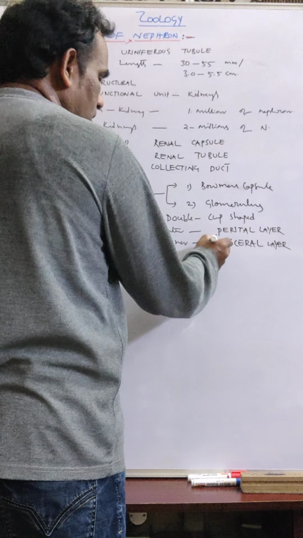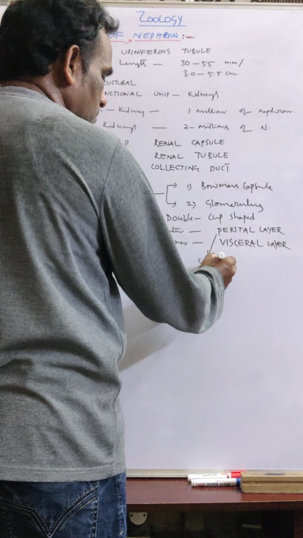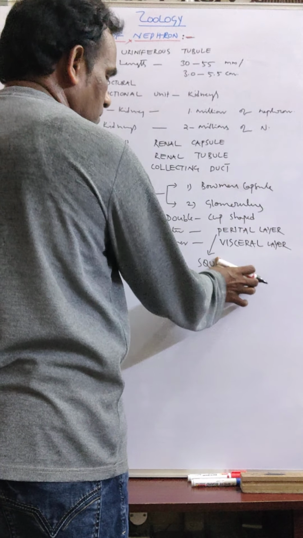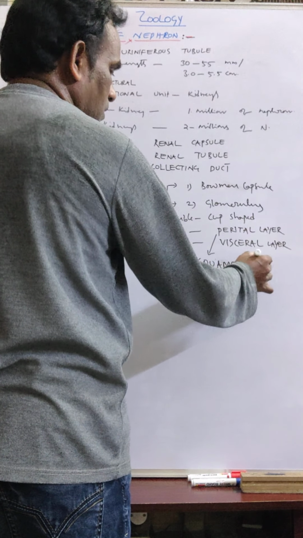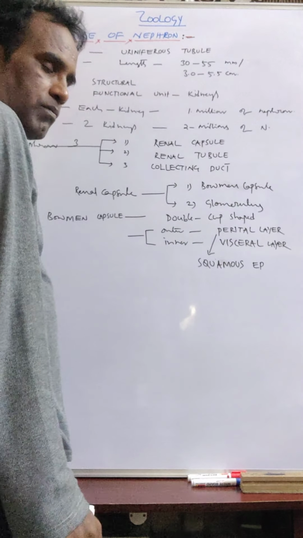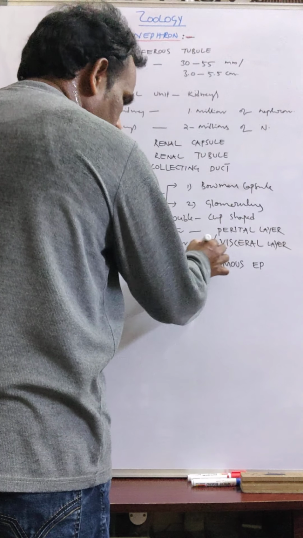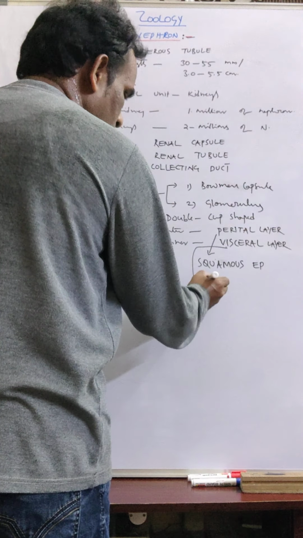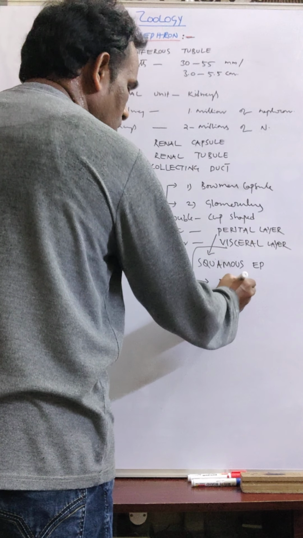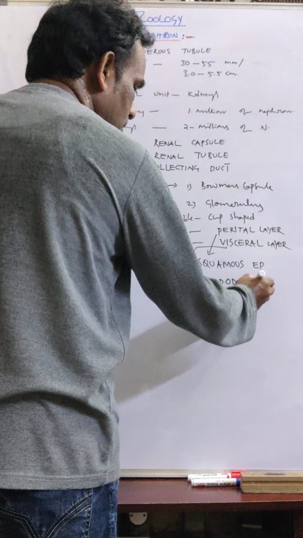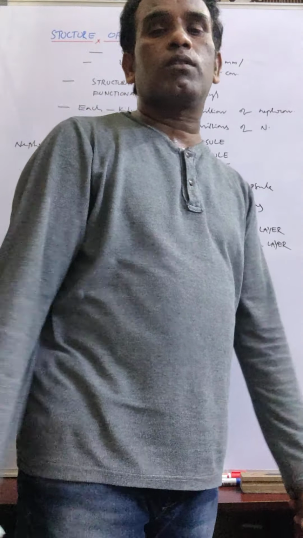The parietal layer is made up of squamous epithelial tissue or epithelial cells, and the visceral layer is made up of a special type of cells called podocytes. They are foot-like, brush border cells.